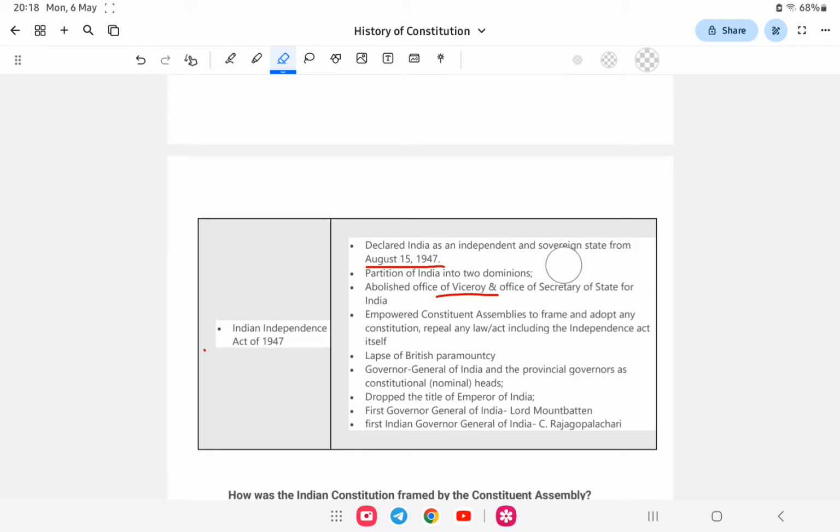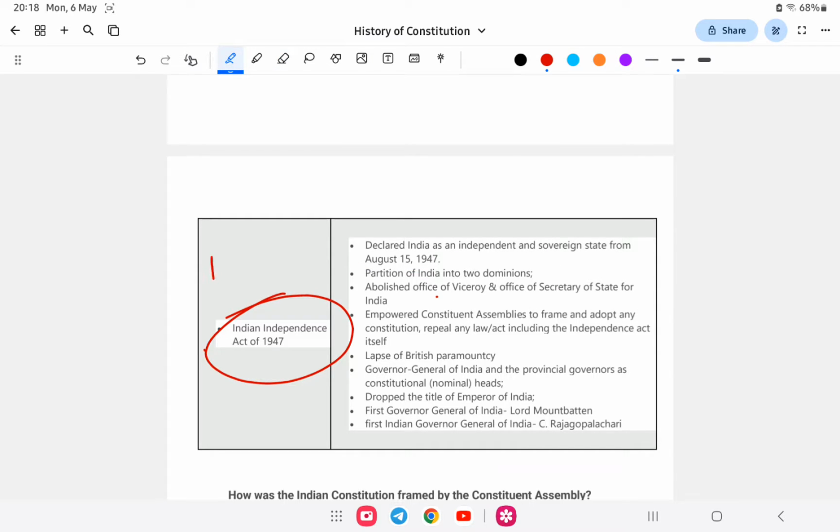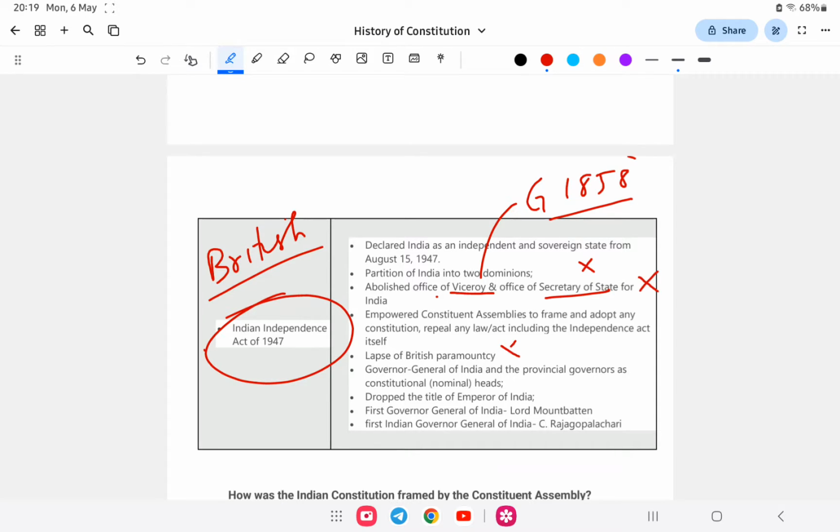It means that the Government of India Act 1947 gave the British powers over to India, and the remaining things were removed. For example, the viceroy's office, which was introduced by the Government of India Act 1858, was removed, and the Secretary of State, also from the 1858 Act, was removed. The power of the British went to India, which means India is free to make its own rules and regulations, and free to make its own constitution. So the Government of India Act 1947 brought this. The first Governor General of India was Mountbatten, and the first Indian was C. Rajagopalachari.